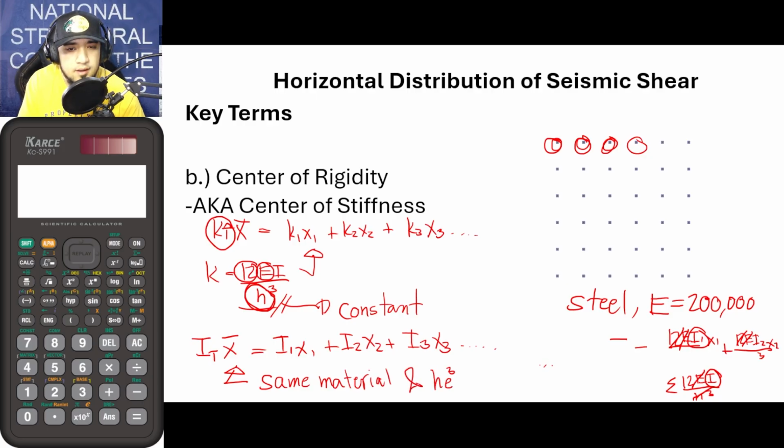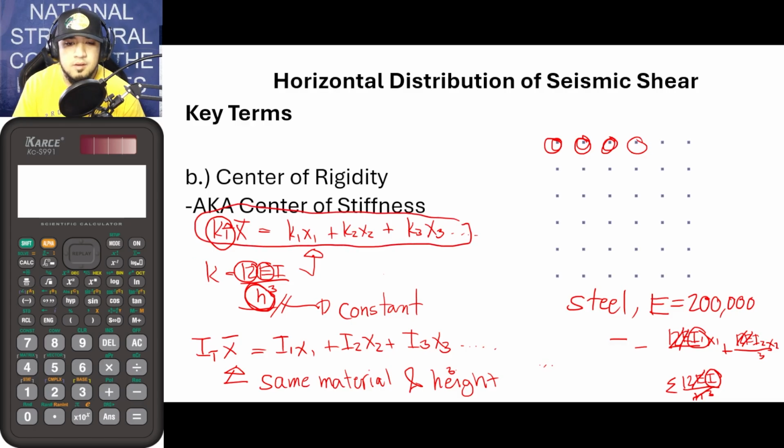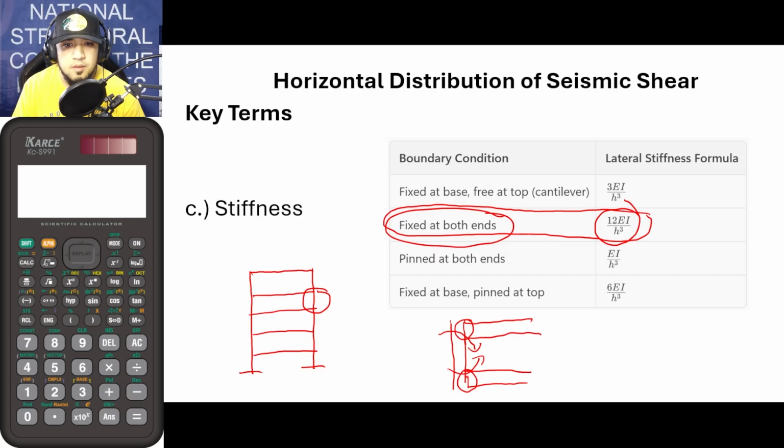and height. So again, you could only make use of that equation if all of the columns have the same height and same material. But of course, let's say that in your building, it is rather composite, whereas some columns would be concrete, some columns would be steel, and some shear walls, of course, would be concrete. In that case, guys, we would now be making use of this formula.